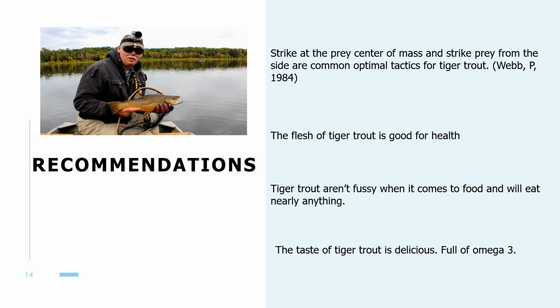For the recommendation, striking the prey at the center of mass and striking prey from the side are common optimal tactics for tiger trout. The flesh of tiger trout is good for health and we can eat it very well. Tiger trout aren't fussy when it comes to food because they will eat anything that is near them. The taste of the tiger trout is delicious and full of omega-3.